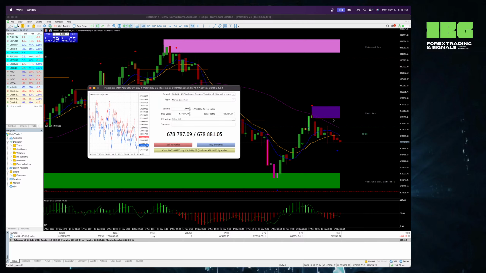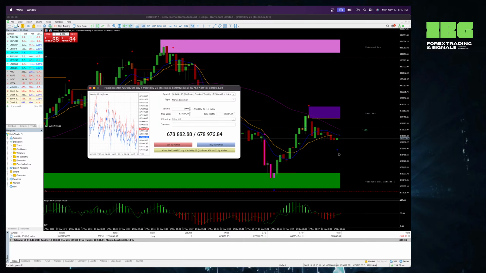We are still making losses. We have a blue indicator here telling us that could be a reversal, so really fingers crossed.